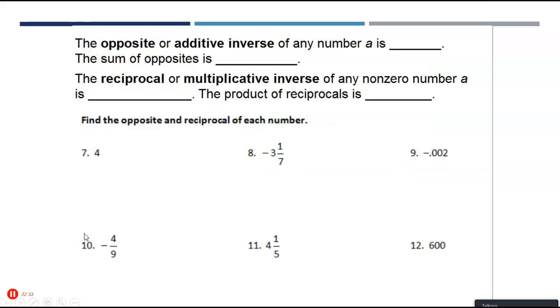And then we already kind of talked about this yesterday. We hinted at what was the opposite or additive inverse of any number A. So what's the opposite of A? Logan? Perfect.